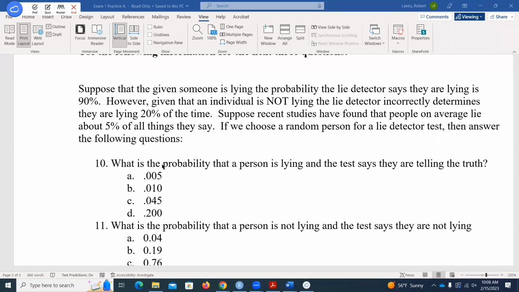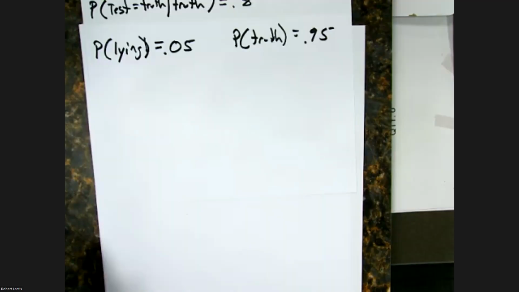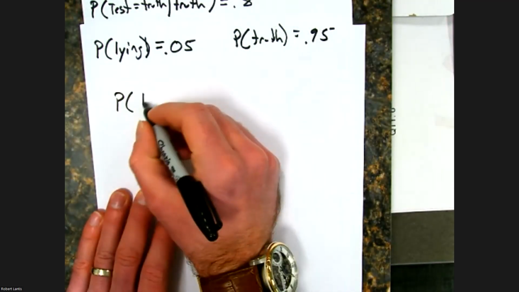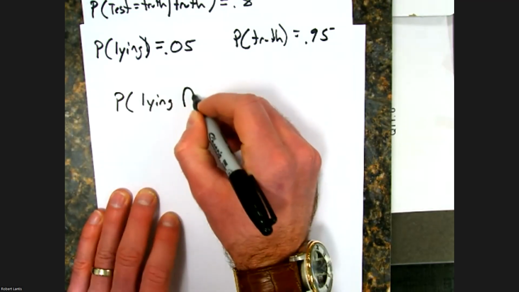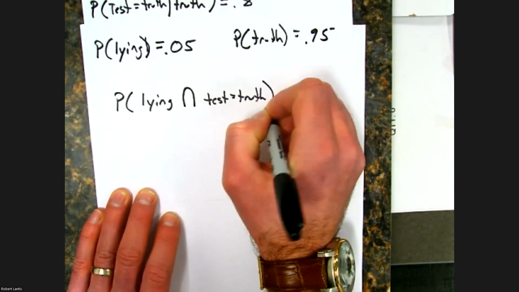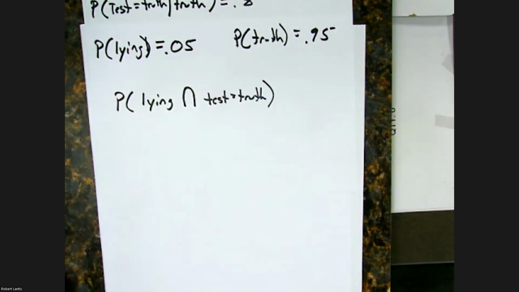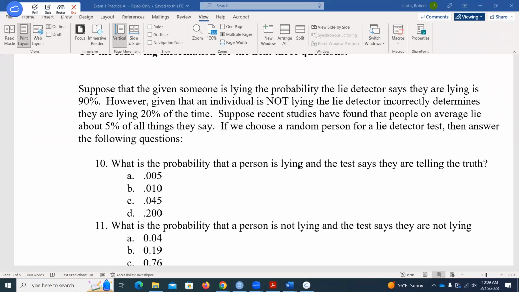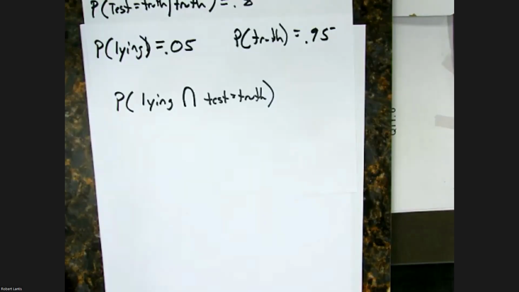So the first thing we've got is, what is the probability a person is lying and the test says they're telling the truth? Well, write out what we want. The probability that someone is lying and the test says they're telling the truth. And let's double check that that's what the question was, as I'm saying these and going back and forth. So probably they're lying. Yeah, and the test shows that they're telling the truth. So we know we want an intersection.